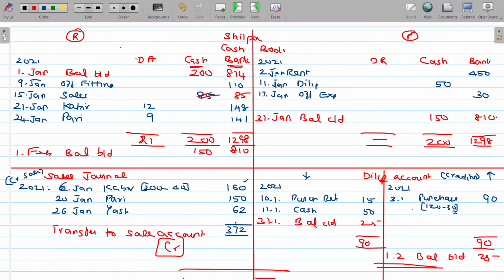Hope now you'll be able to understand this illustration, where we have incorporated the cash book also. So you have to cover up that cash book also before you solve this illustration. So this sum seems to be much easier after this. Clear?